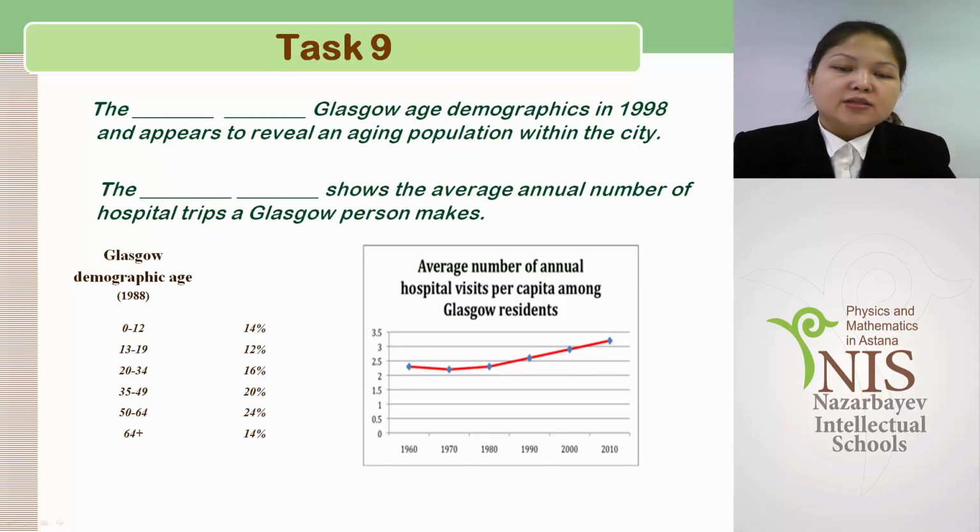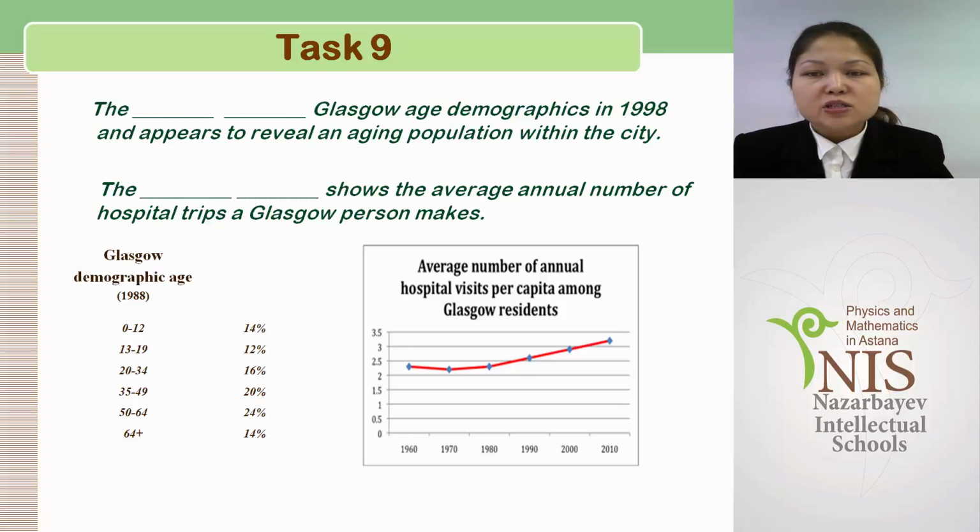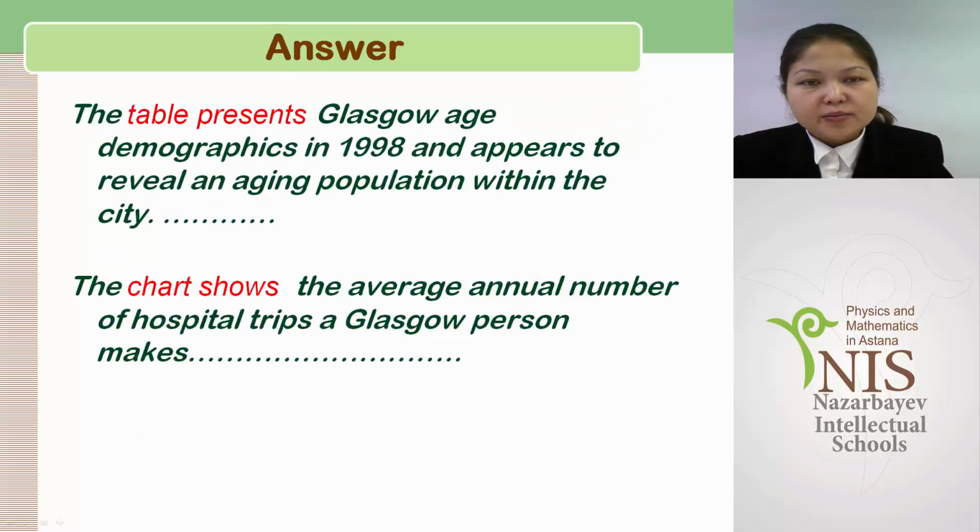So let's look again at the table and chart. The Glasgow age demographics in 1998 appear to reveal an aging population within the city. The graph shows the average annual number of hospital trips a Glasgow person makes. So let's look at what is missing here. The table presents, of course. The chart shows.